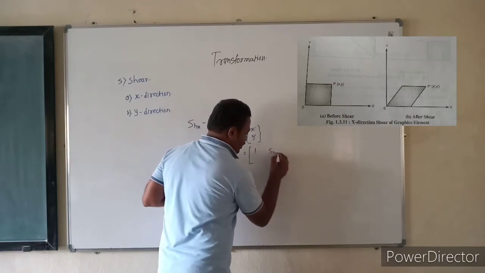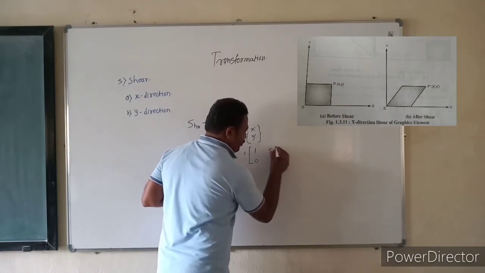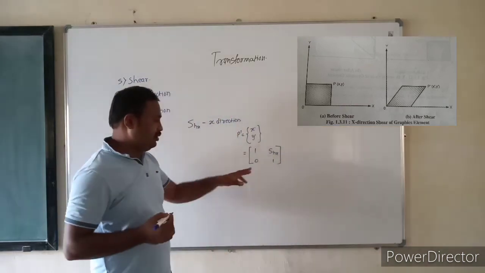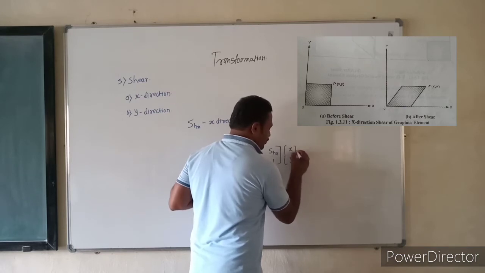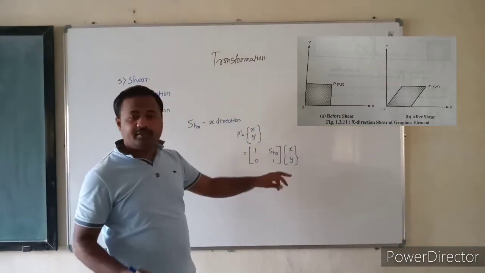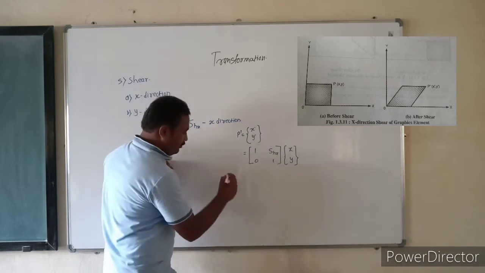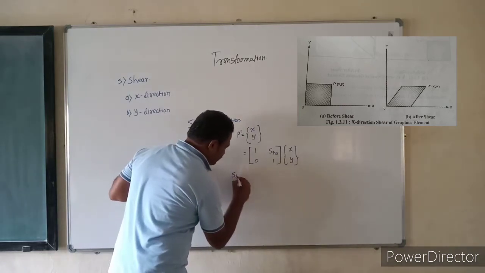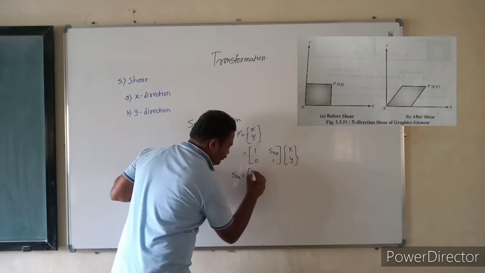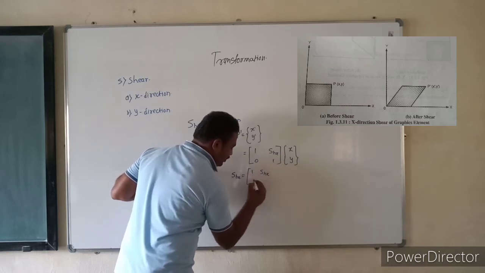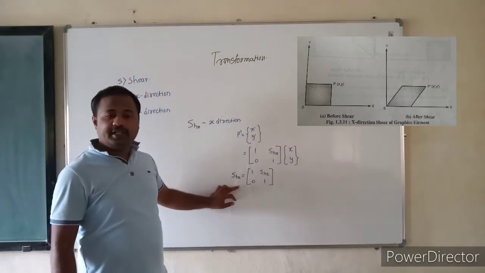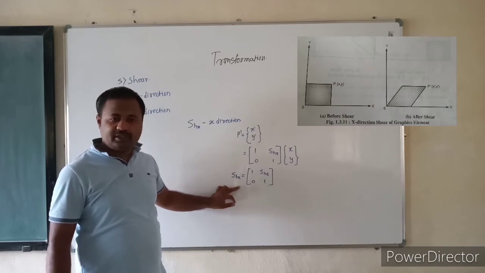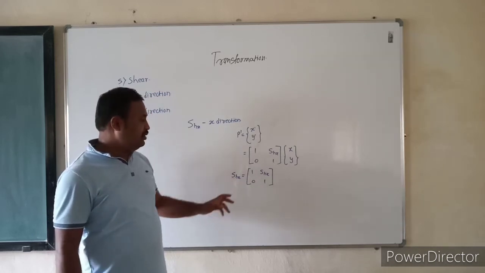x dash, y dash is equal to the matrix 1, SHx, 0, 1 into x, y. Therefore, the matrix for shearing in X direction is 1, SHx, 0, 1. It's the matrix for shearing in X direction.